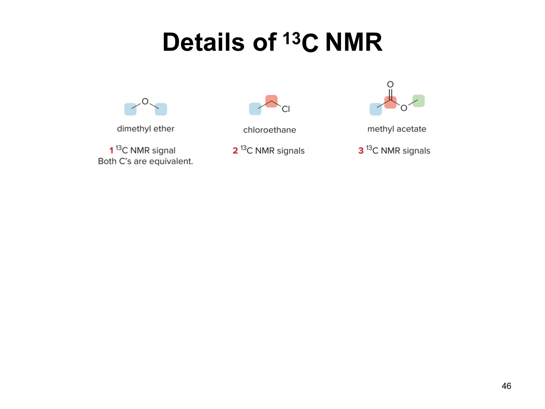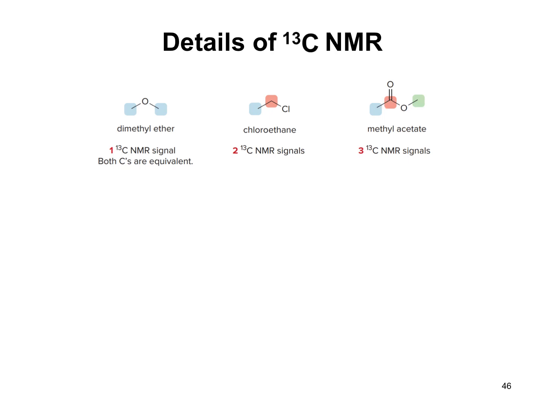Now, as I've already mentioned, the two big things that we are going to get from a carbon-13 spectrum are the number of signals and the chemical shifts of those signals. The number of carbon signals gives us the number of different types of carbon atoms in a molecule. So, for example, we've got dimethyl ether. There would be one signal here because both of those carbons are equivalent. In chloroethane, there would be two signals. In methyl acetate, there would be three signals.